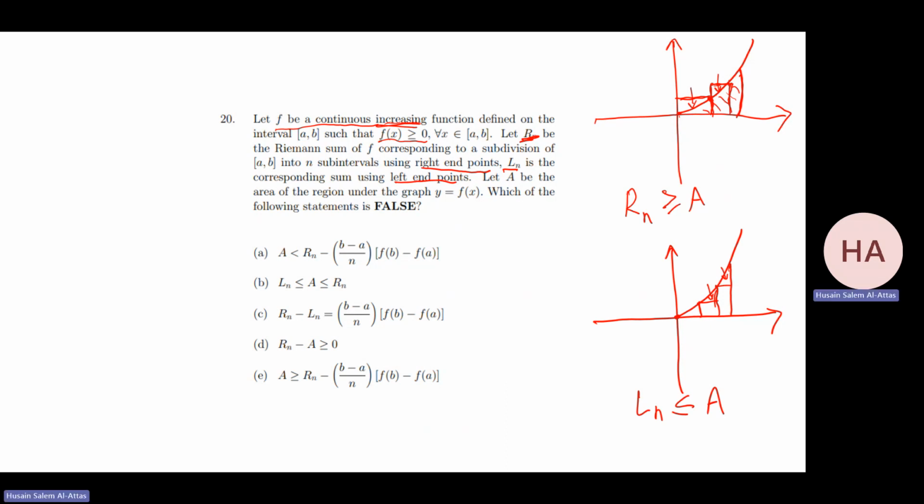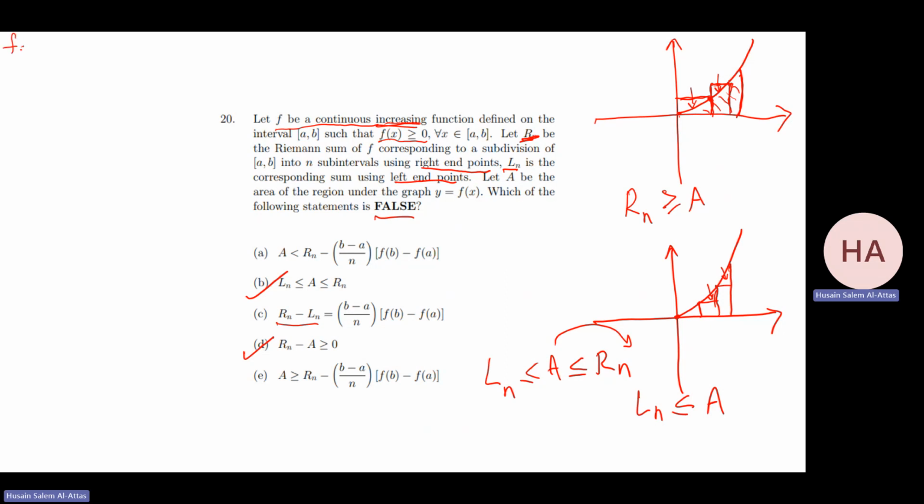Okay. So A is between Ln and Rn. I'm looking for something false. So this is true, and also this one is true. If we move A to the other side, I see Rn minus A is greater than or equal to 0. Okay, this is one thing. The other thing, I need now to find Rn and Ln, and check the difference between them. Okay, let us do the calculations.